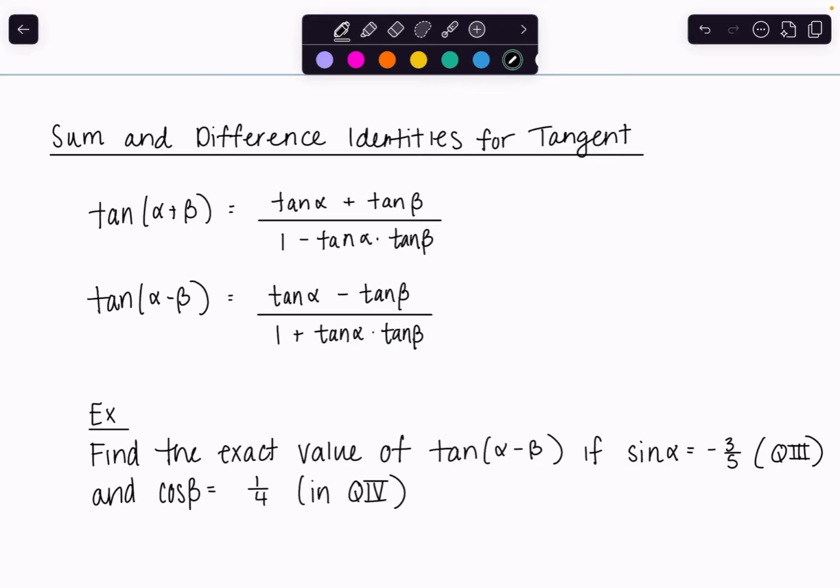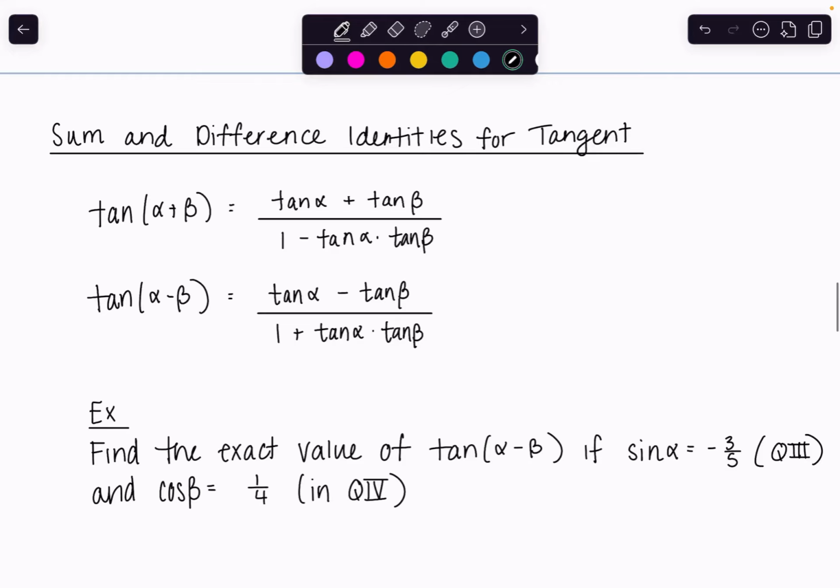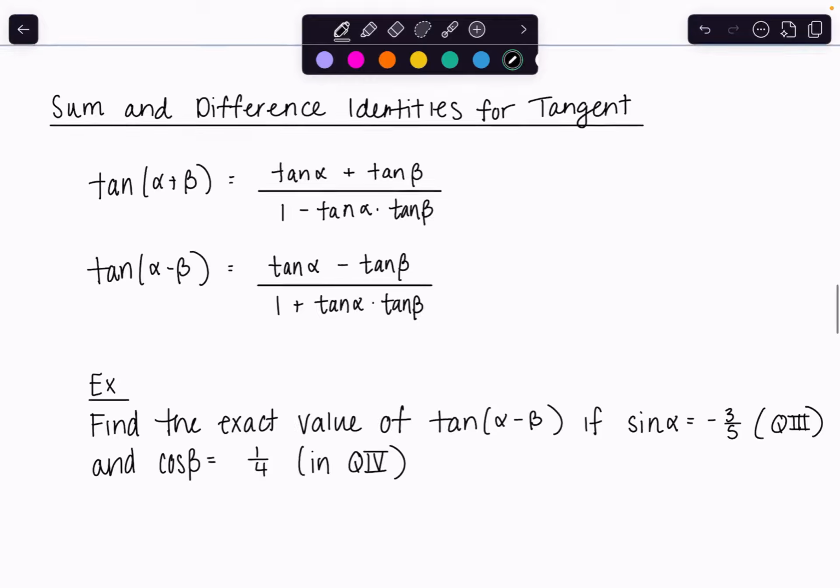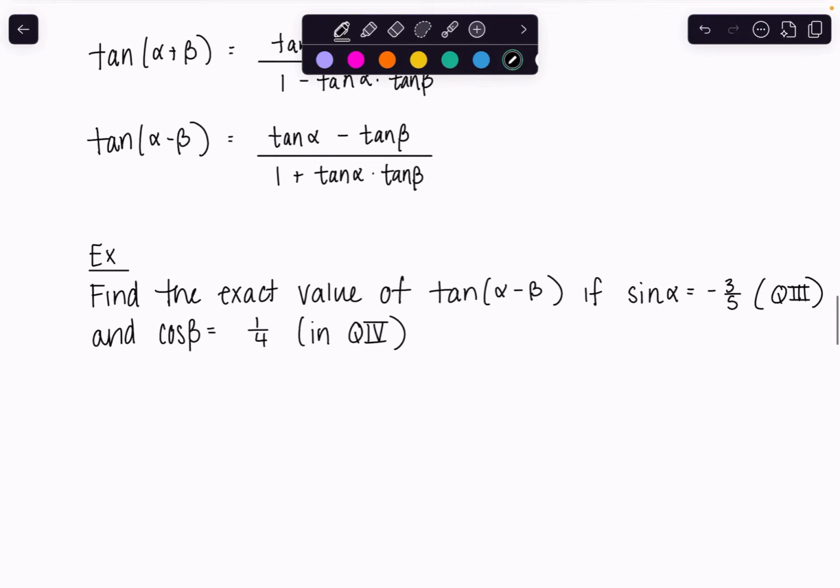So let's try another example very similar to the last one where we're given sine and cosine of one of our angles and we want to evaluate tangent of alpha minus beta. Okay. So I need to figure out what tangent of alpha is and what tangent of beta is. And they tell us at least what quadrants alpha and beta are in. So we need to find these 2 pieces. We need to find tangent of alpha. And angle alpha is in quadrant 3. So tangent is going to be positive there.